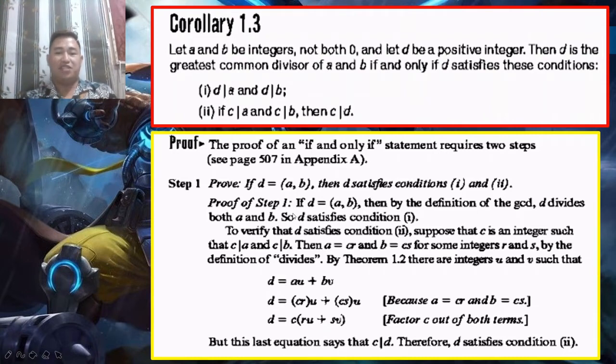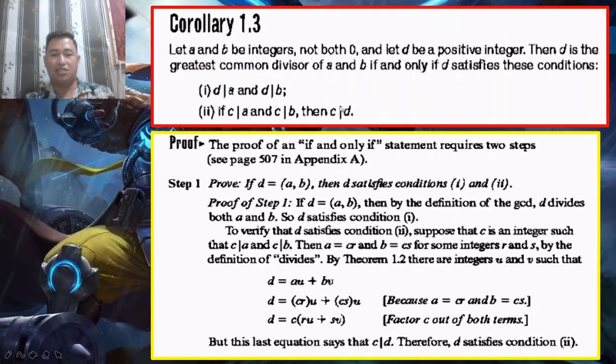Proof of step 1. If D is the GCD of A and B, then by definition of GCD, D divides both A and B. Right? By the definition, D divides A and D divides B. So, D satisfies condition 1. So, 1 is done. The difference lies only in this part.